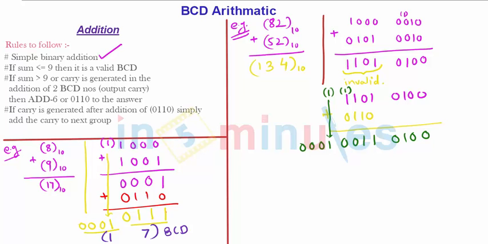So you will get a group of 3, each of 4 bits, and hence the number will be in the BCD format: this will be 1, this will be 3, and this will be 4. So your answer is 134, and here the answer is in BCD format. So this is all about BCD arithmetic. Follow these simple 4 rules and you will be fine with the addition of BCD numbers.